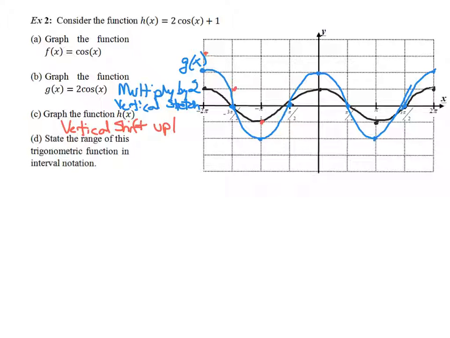So vertically doing a transformation. And again, I'm basing it on where the blue graph is. So go ahead and connect those points.